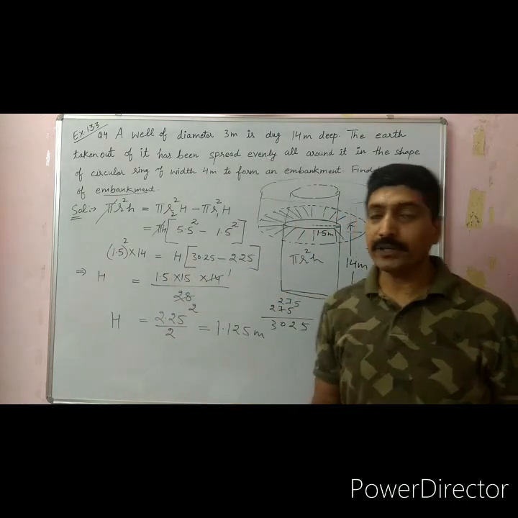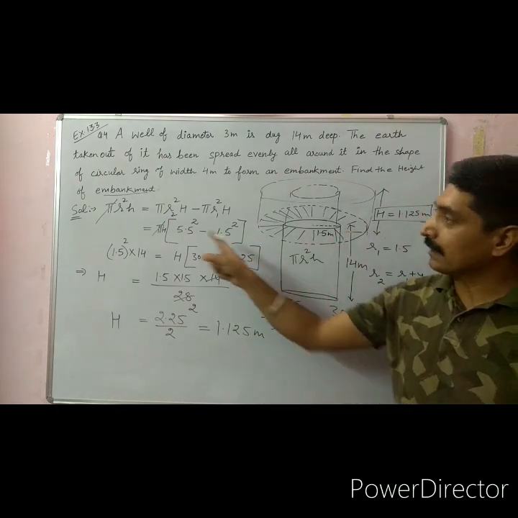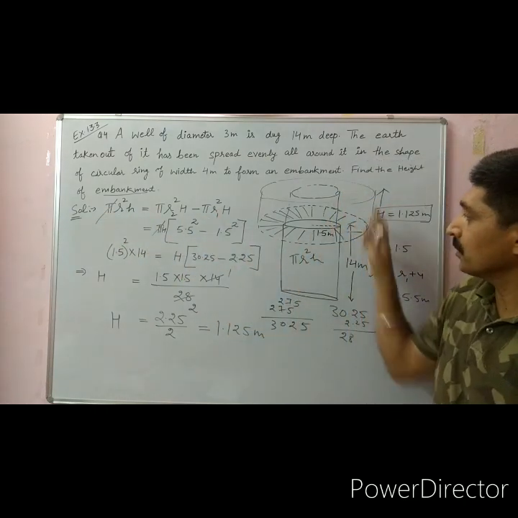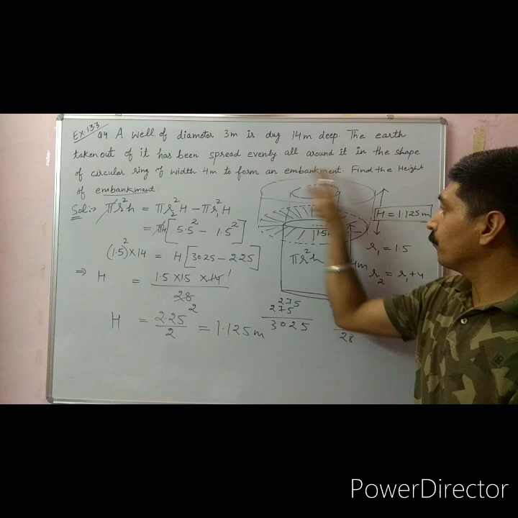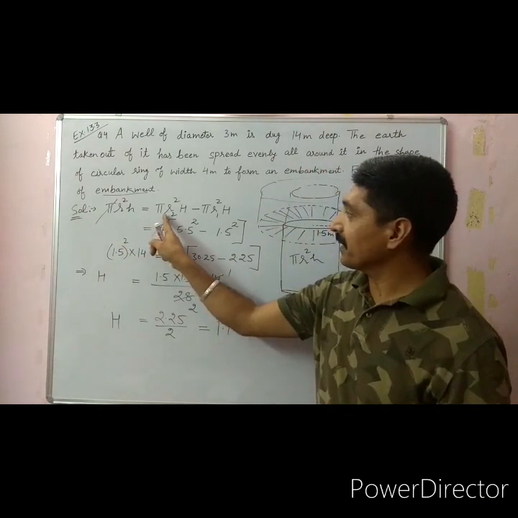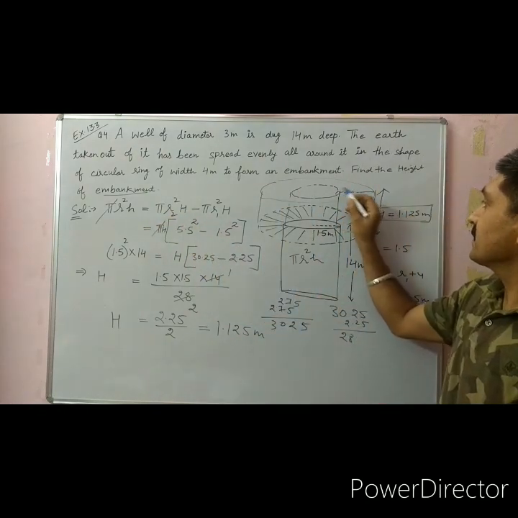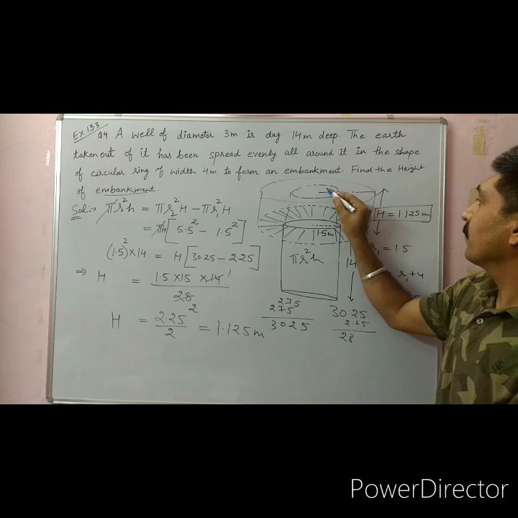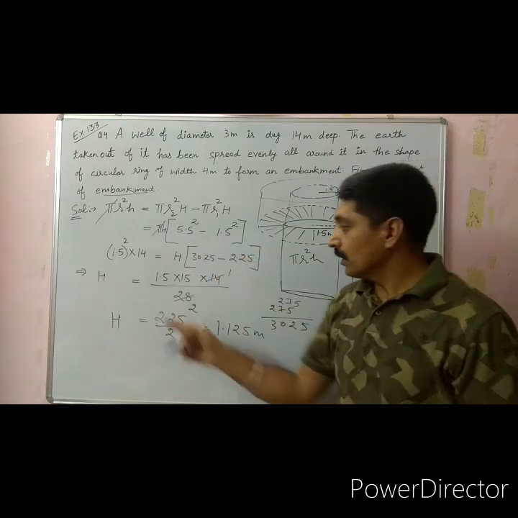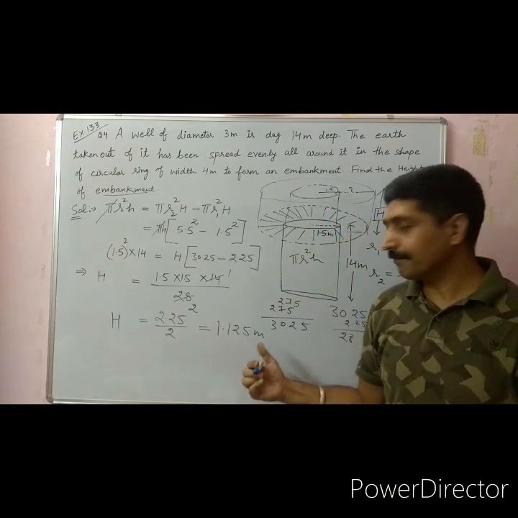The question is very important. So I hope you understood the question, that the volume in both the cases, the volume of the earth which is dug from the well and the volume of the embankment is the same. So the volume of the embankment is the volume of the bigger ring, that is R2, here 1.5 plus 4, that is 5.5. So the height of the embankment is 1.125 meter.